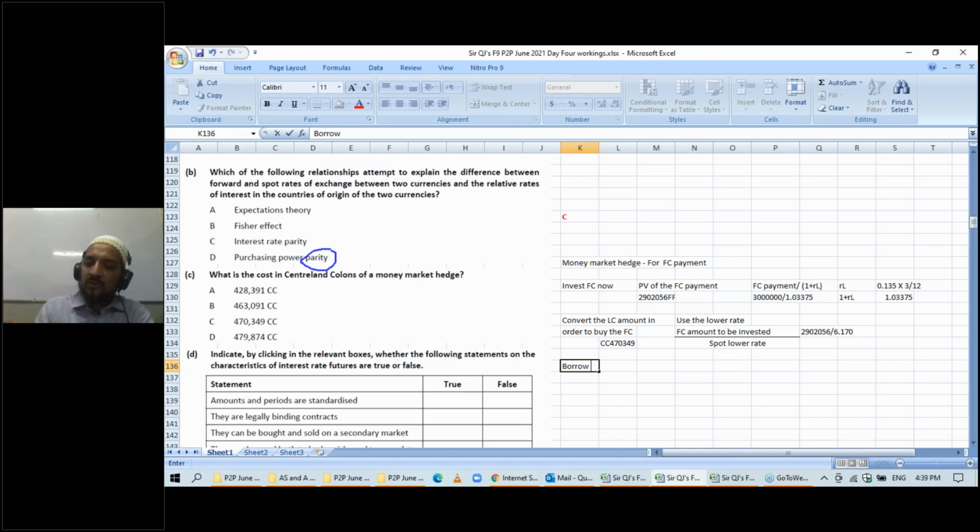Right? So what the question is asking is what is the cost? The cost means the amount that you will be paying after 3 months. So after 3 months you will be returning the borrowed amount. So the last step is the calculation of the return of the borrowed amount used to invest in foreign currency, along with interest, in 3 months time.